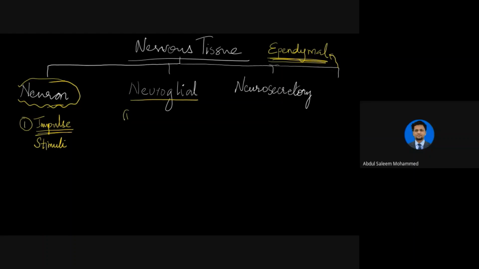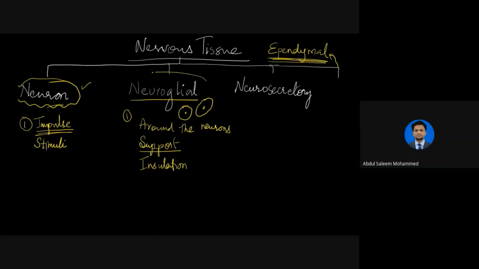Neuroglial cells are circular to oval in shape, and they are present around the neurons. They support the neurons, and the support is provided in the form of insulation. It's just like a cable, a wire where you find the metal wire inside and the plastic present around it. This metal wire is nothing but the neuron, and this plastic insulation present around is nothing but the neuroglial cells.